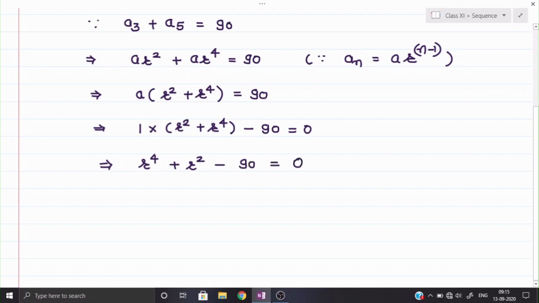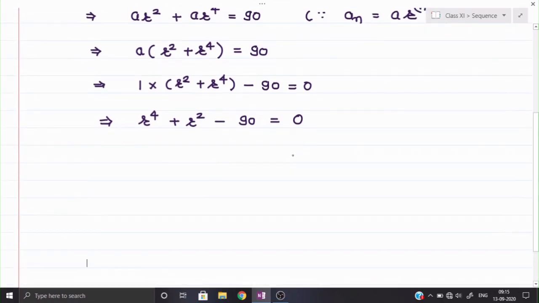Try to remember, in the 10th class also we have done such kind of equation. This equation is called a reducible quadratic equation, so we shall reduce it to a quadratic equation. For some time, let us suppose r square is equal to y. So r to the power 4 becomes y square, and replacing r square by y, we get y square plus y minus 90 is equal to 0.